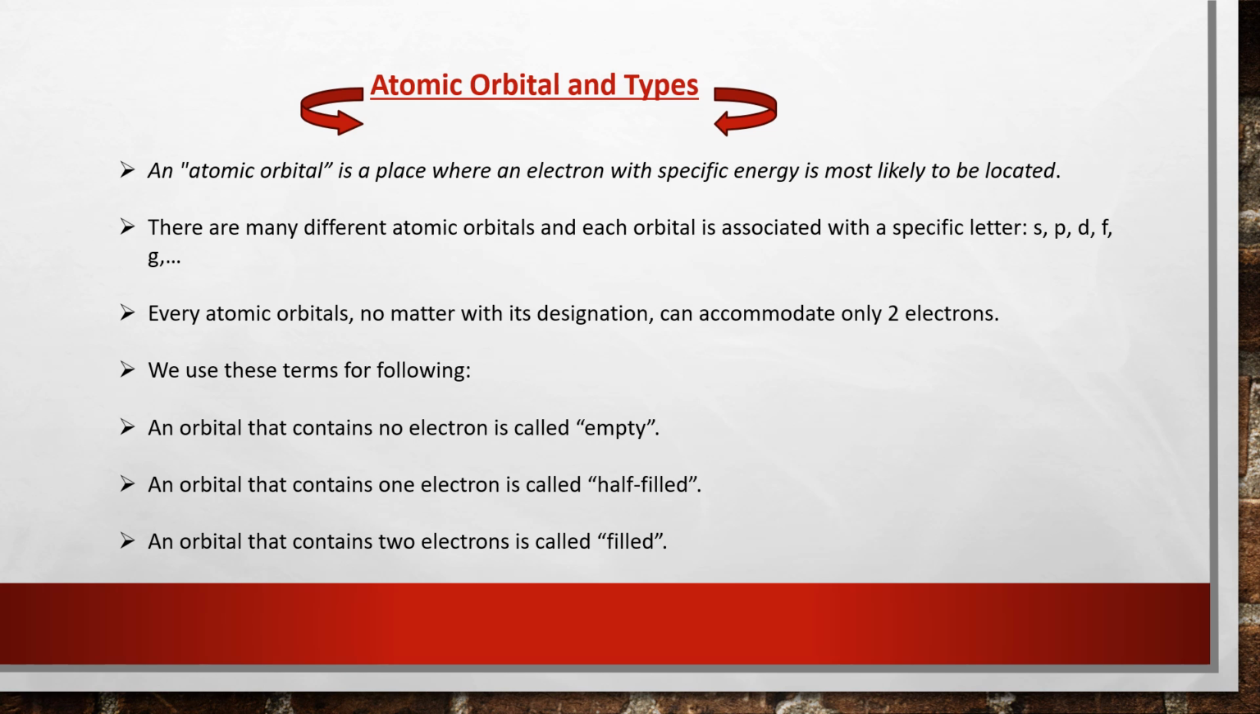We use these terms for the following. An orbital that contains no electron is called empty. An orbital that contains 1 electron is called half-filled. An orbital that contains 2 electrons is called filled.